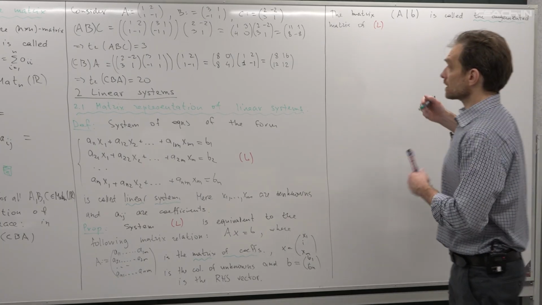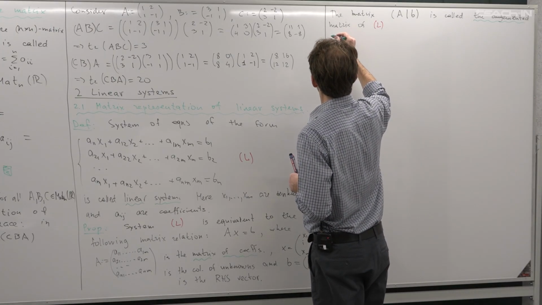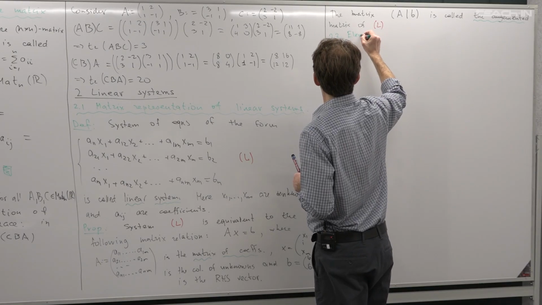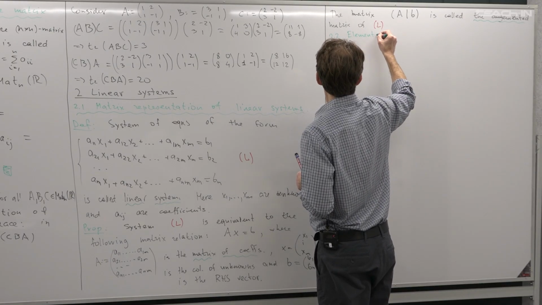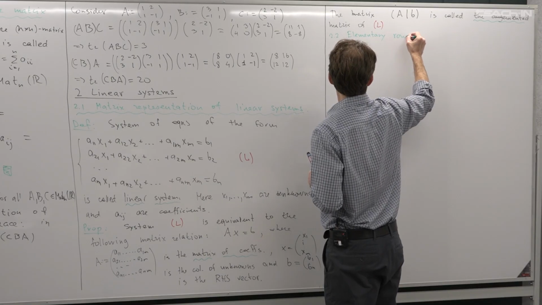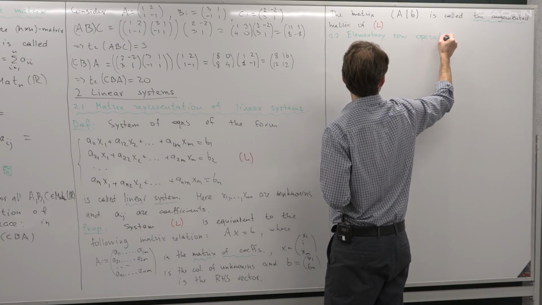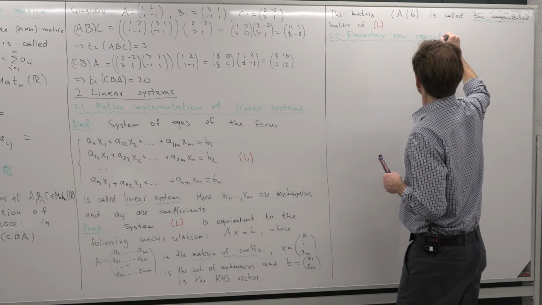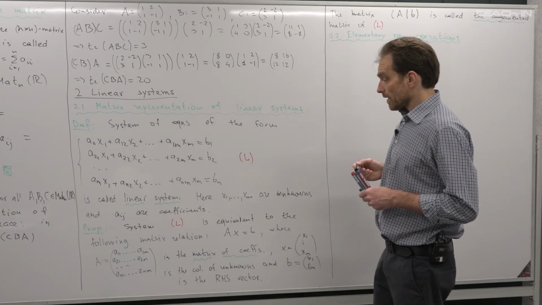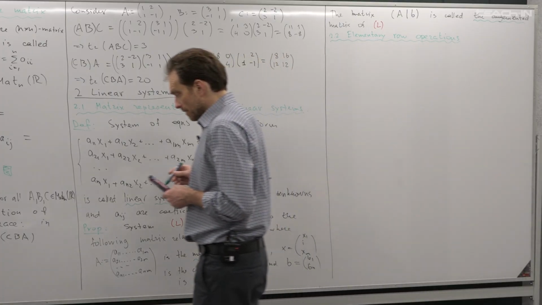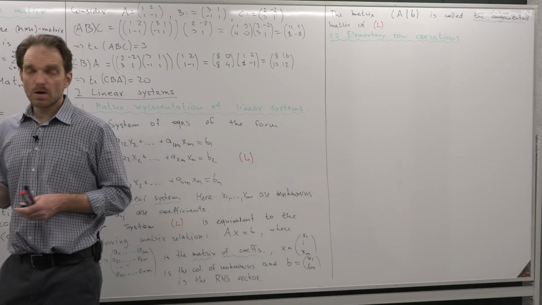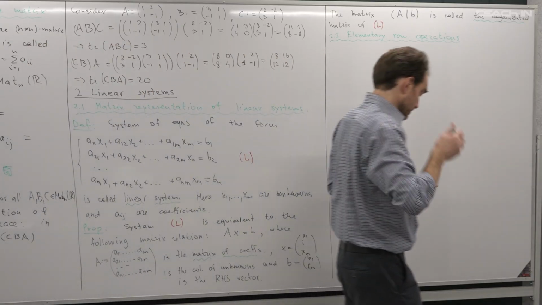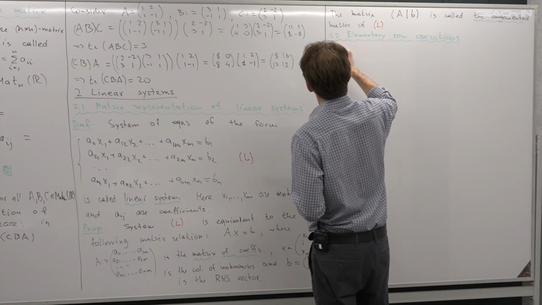and now we will define the notion of elementary row operations. 2.2 Elementary row operations. Okay, so I'll first define them, and after that we'll discuss why it makes sense to consider such row operations. So, definition.